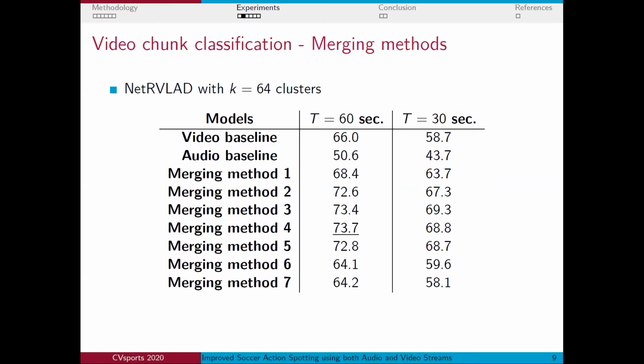Since there are more samples in the background class, the 30-second based models tend to classify more examples with this label, which reduces performance. Another observation is that the audio stream alone provides inferior results compared to using only the video stream. But the best performance is obtained by the fourth merging method, which corresponds to the merge point located between the dropout and the fully connected layer. And with this model, we have a precision of about 73%.